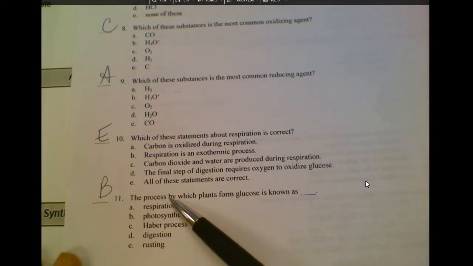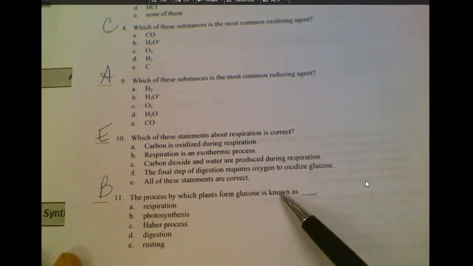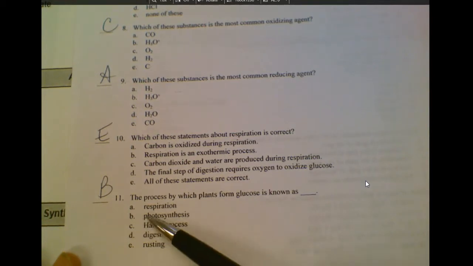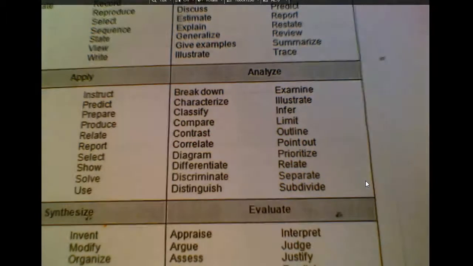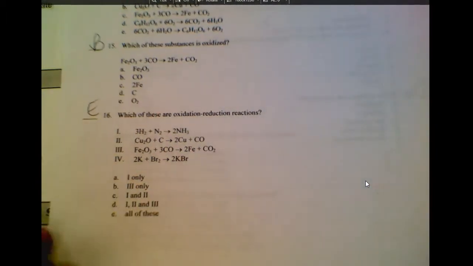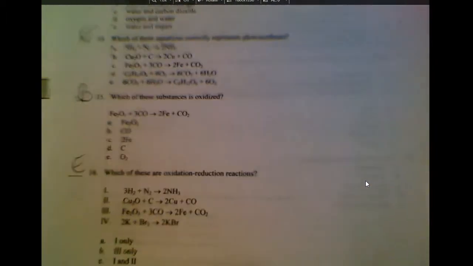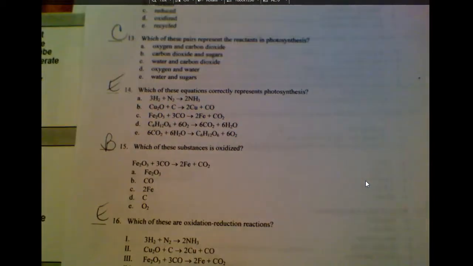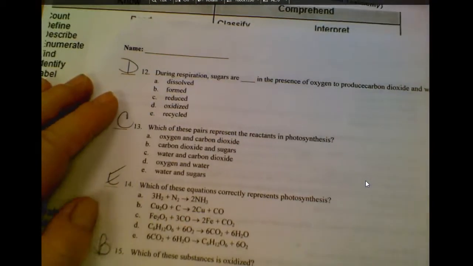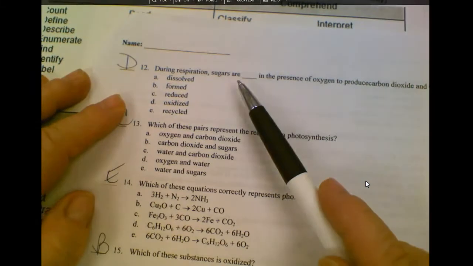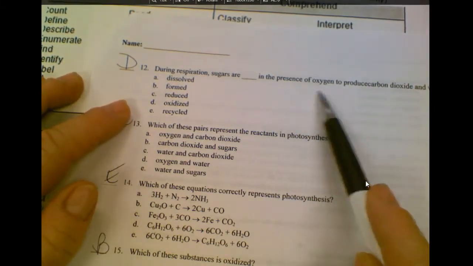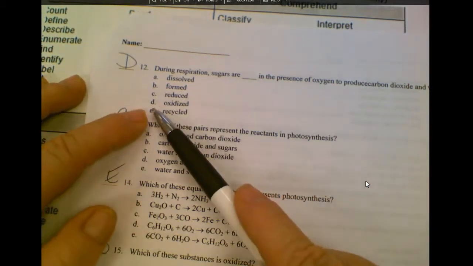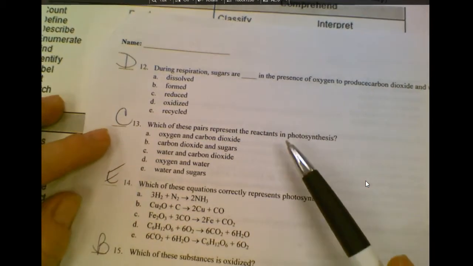Okay. I hope nobody misses this question if I put it on the test. The process by which plants form glucose is known as B, photosynthesis. You don't even need to know oxidation reduction for that one. Okay, we've just got 9 more questions to go through for the review here. Okay, so in respiration, sugars are what in the presence of oxygen? You better answer letter D, oxidized.